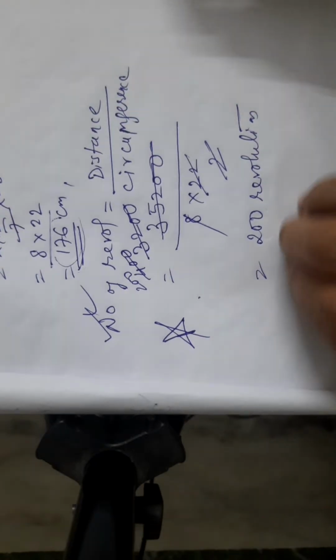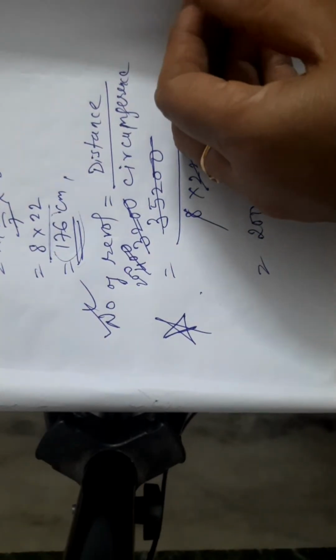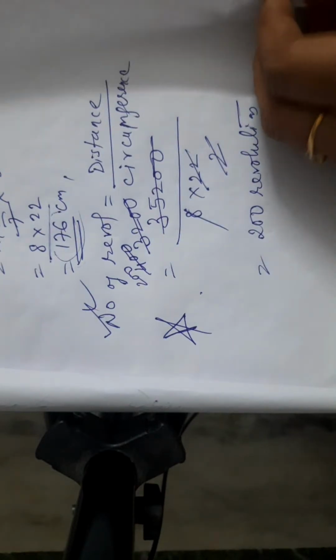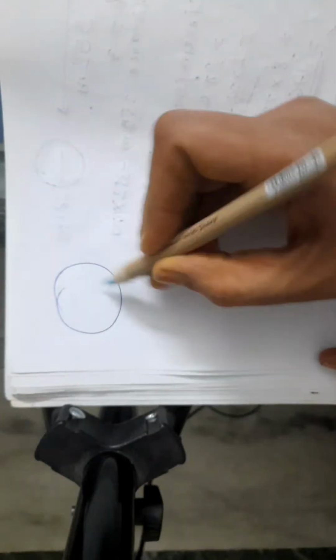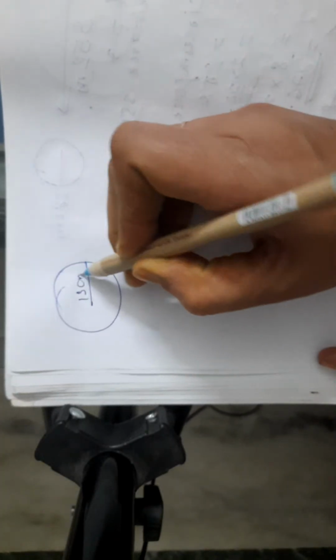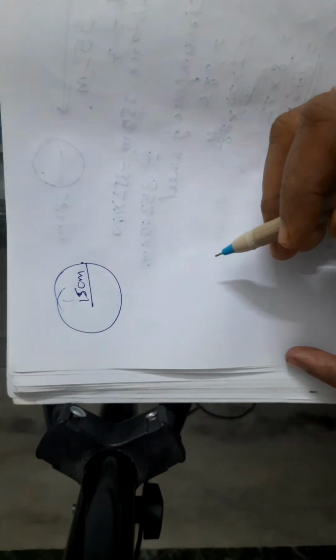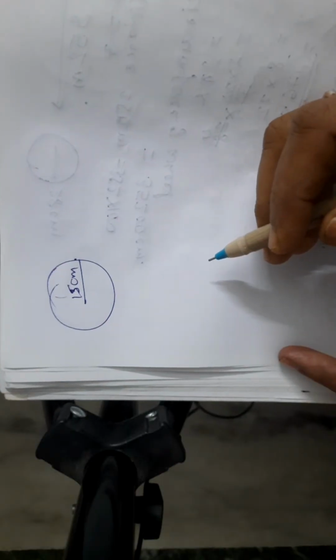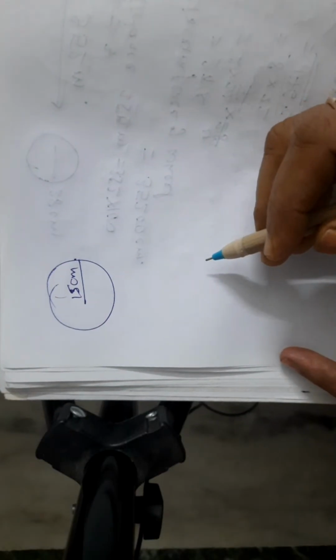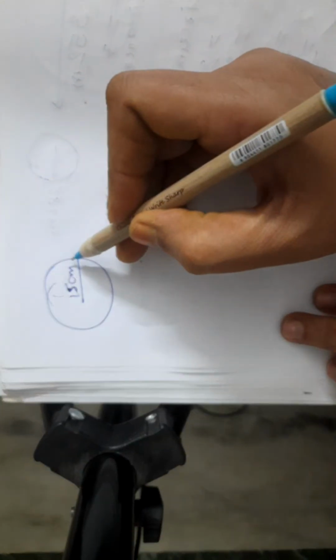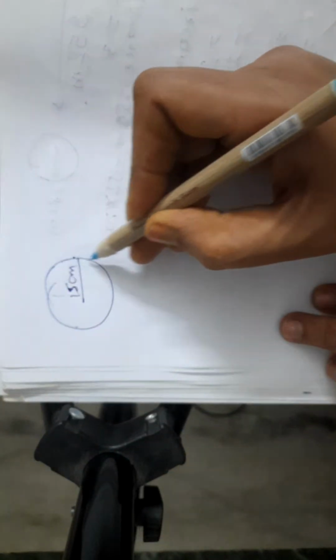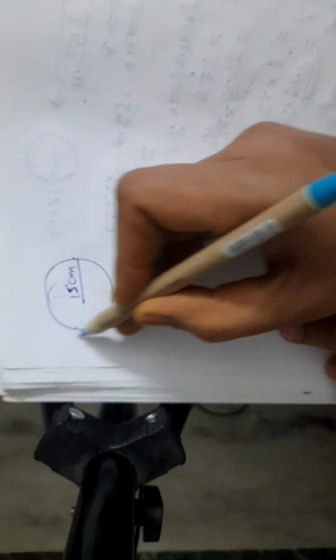Now the last question of today's session. A minute hand of a circular clock is 15 centimeter long. Here it is given that the circular clock has a minute hand 15 centimeter long. So its radius is 15. How far does the tip of the minute hand move in 1 hour? We know that in 1 hour, the minute hand moves completely. As it covers 60 minutes, it will cover the circumference.